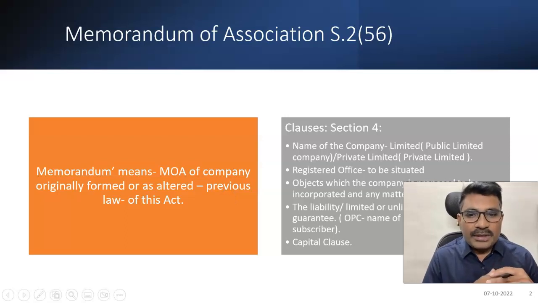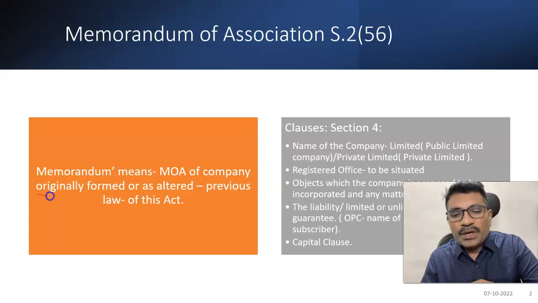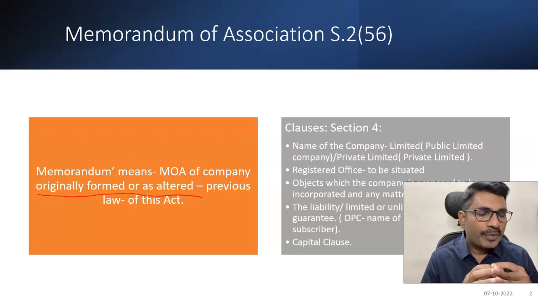The important document according to the Companies Act, the Memorandum of Association, is defined under Section 2, Clause 56. According to Section 2, Clause 56, MOA means the MOA of a company as originally formed or as altered. That means if the company is being incorporated today, the company has to bring a document which is the original document. In case of further changes, then we call it as altered.